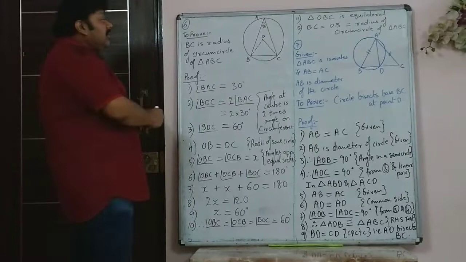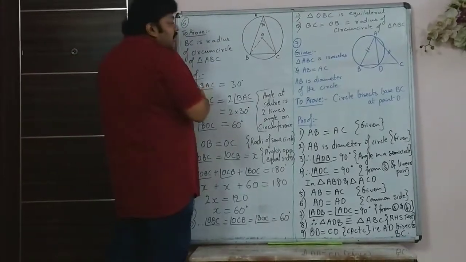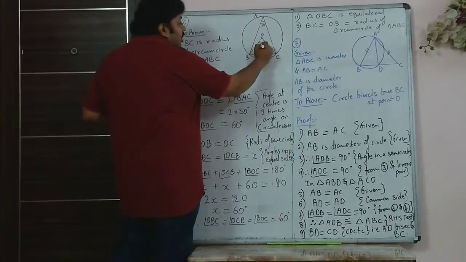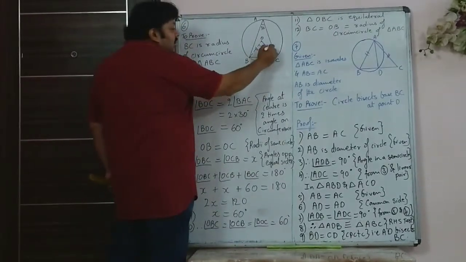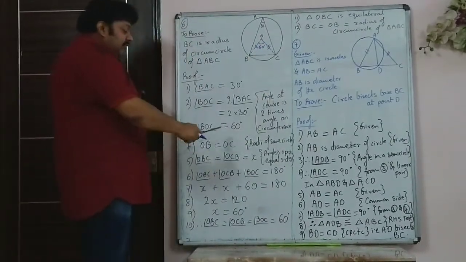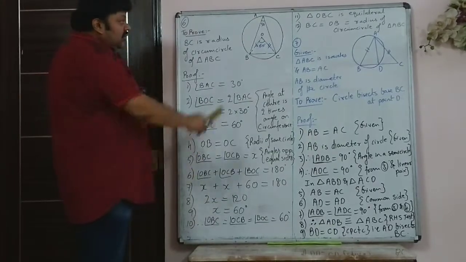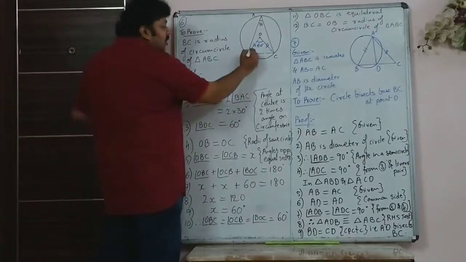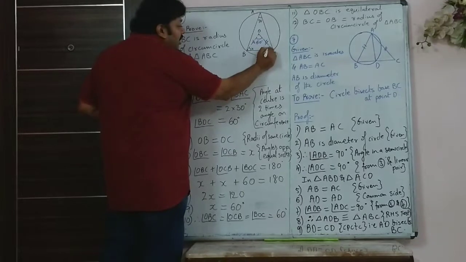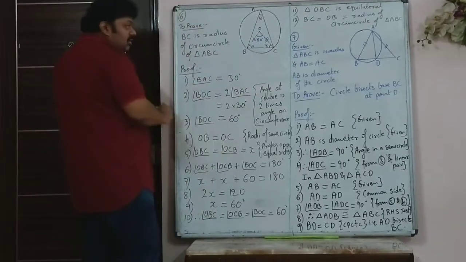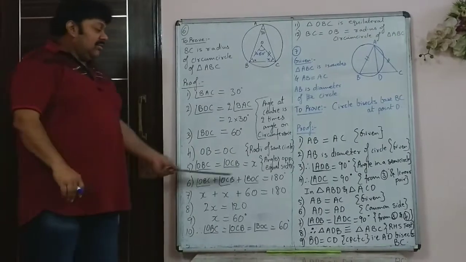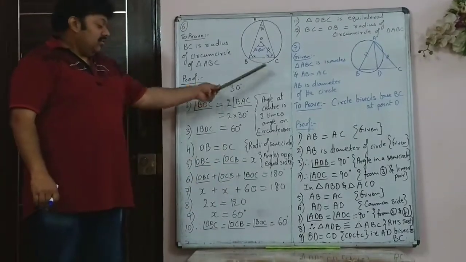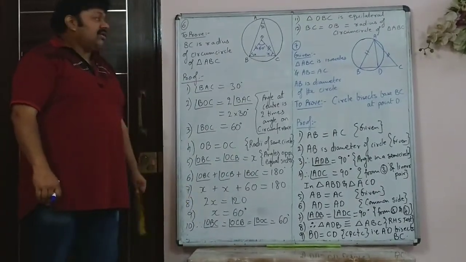You are already given this angle is 30. So the angle at the center will be double of that, it will be 60 degree. And then you have OB is equal to OC radii. So OB is equal to OC, so the base angles are both equal. So these two angles are x, that's what I have taken. So x plus 60 is 180, sum of angles of triangle. So you will get x is 60 degree.